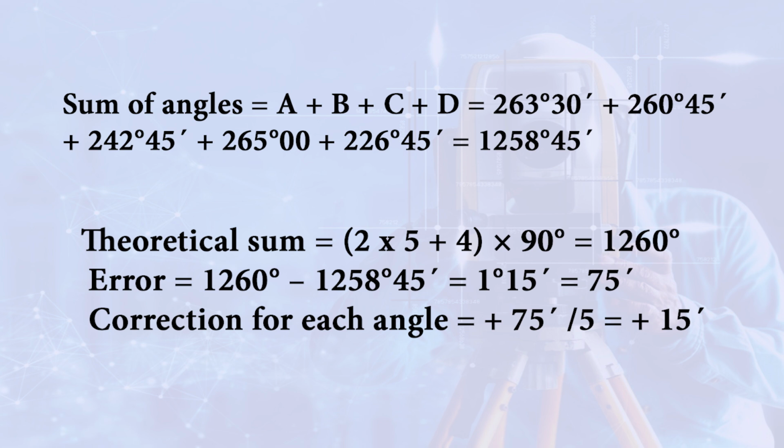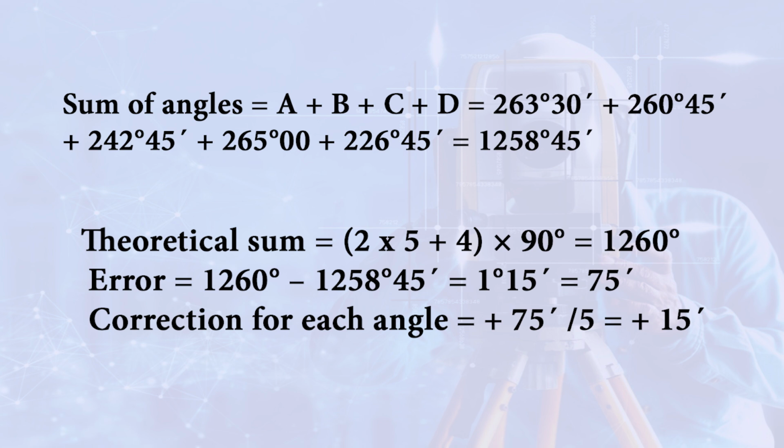So, the equation will be 2 into 5 plus 4 into 90 degree, which will result in 1260 degree. As you can see, there is no match between the sum of the angles we have calculated and the theoretical sum. So, there is some error. We can calculate the error as 1260 degree minus 1258 degree 45 minutes, which will result in 1 degree 15 minutes, or we can take it as 75 minutes.